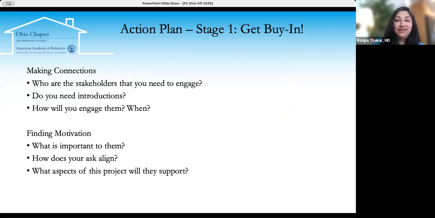Really getting into the nitty-gritty of what you're going to do, setting some SMART goals for yourself. Are you going to email? Are you going to make a phone call? Are you going to set up a meeting? When will you do that? By when will you do it?